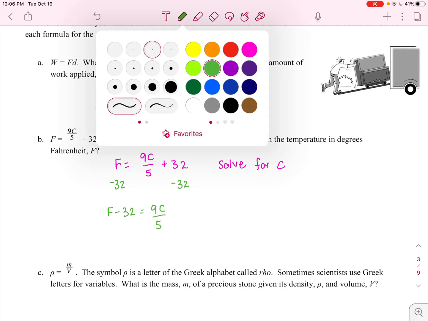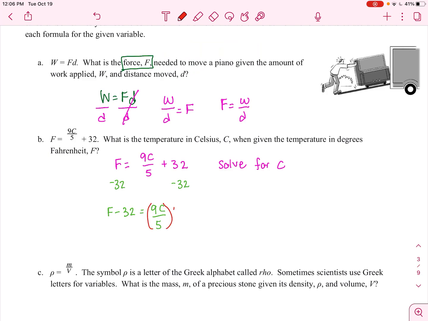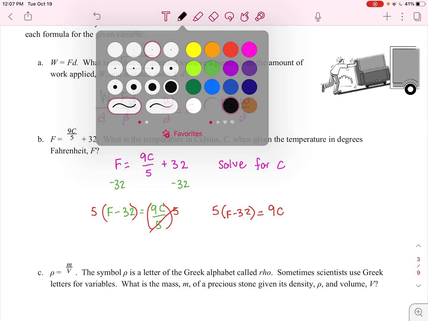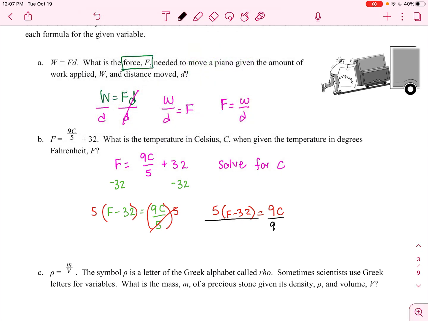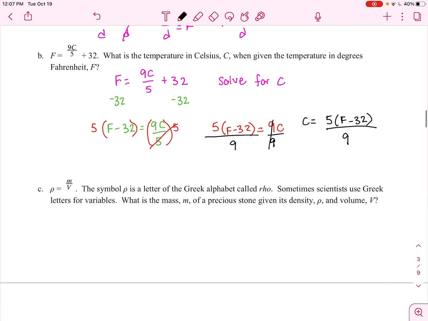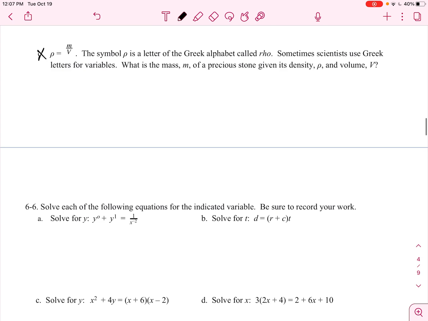Let's get rid of that divided by 5 by multiplying both sides of the equation by 5. I'm just going to leave it like this, 5, and then in parentheses, F minus 32 equals 9C. We are almost finished. Divide both sides by 9. So now we know that Celsius equals 5 times the Fahrenheit temperature minus 32 all over 9. Okay, let's skip C for time's sake.